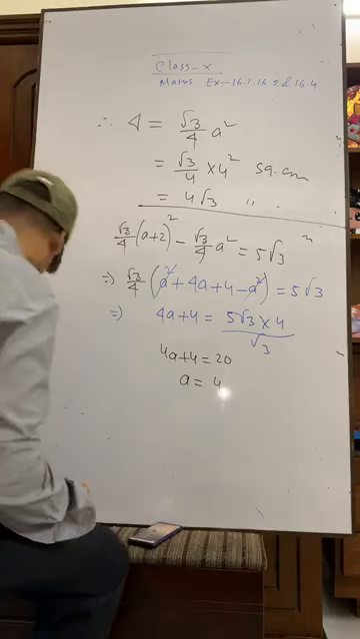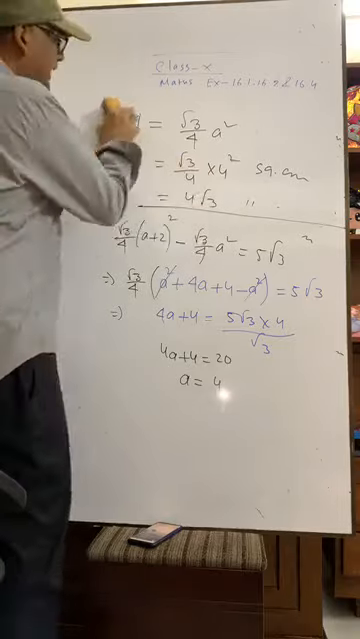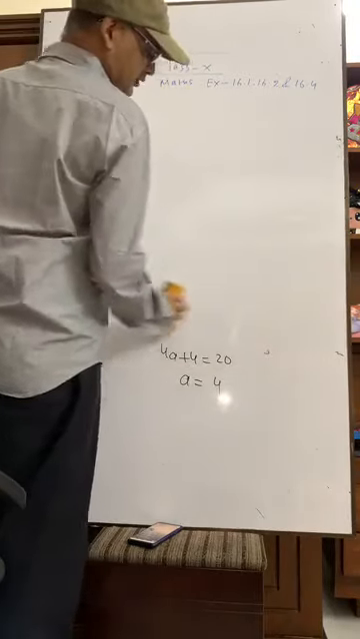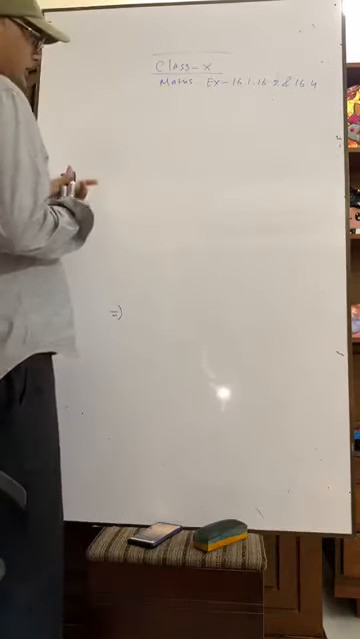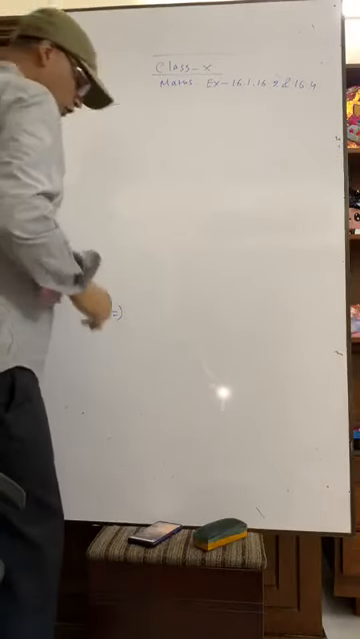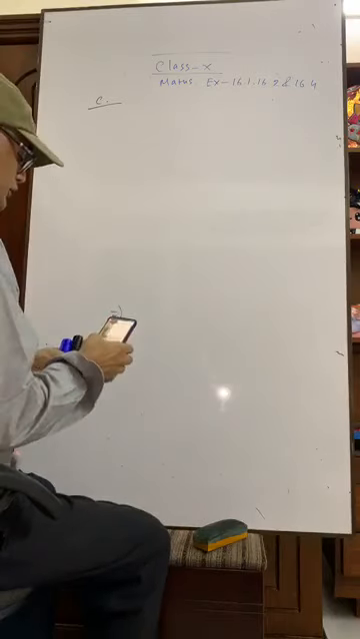Okay. Now go to question number C. It's really a tricky math. Who can do question number C? Can you please tell me, in question number C, what is told? I have to see the question again.